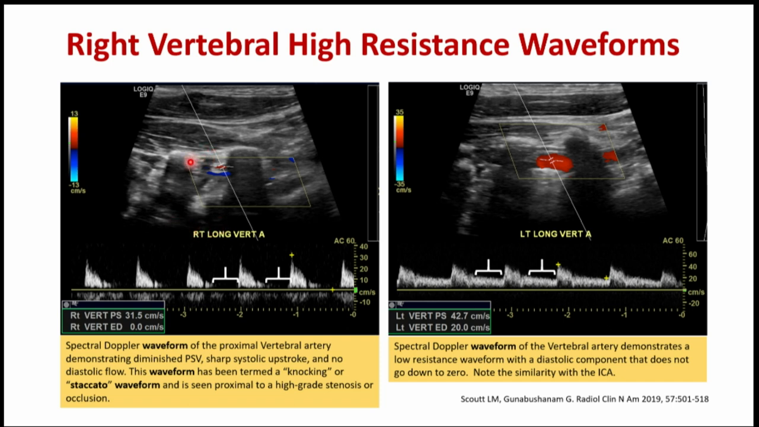I suspect that this patient may also have an outflow stenosis because you have this very classic, sort of staccato waveform where you hardly see any diastolic component, okay?